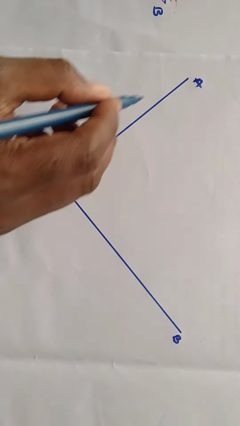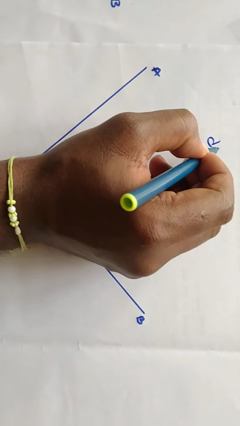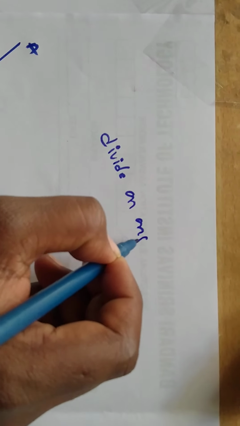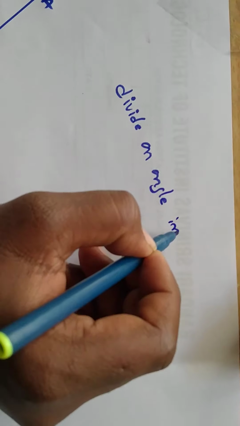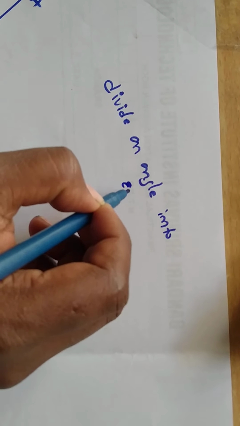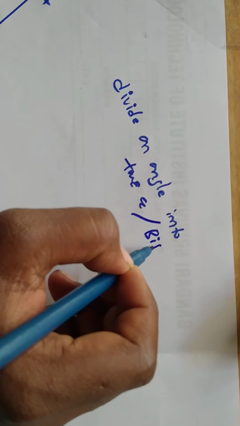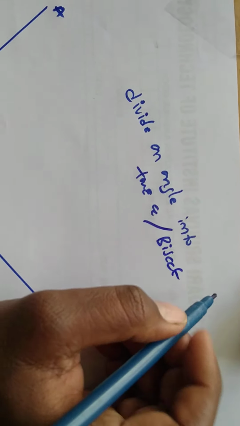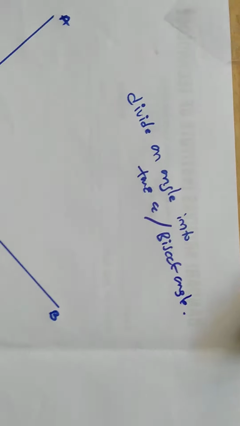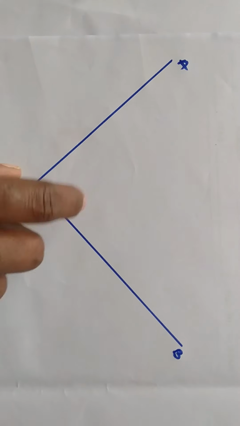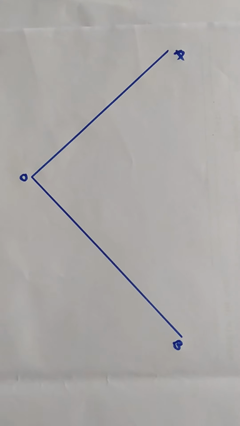This is your angle AOB. Your question is to divide an angle into two equal parts, or bisect an angle. You have angle AOB, and you have to bisect this angle.